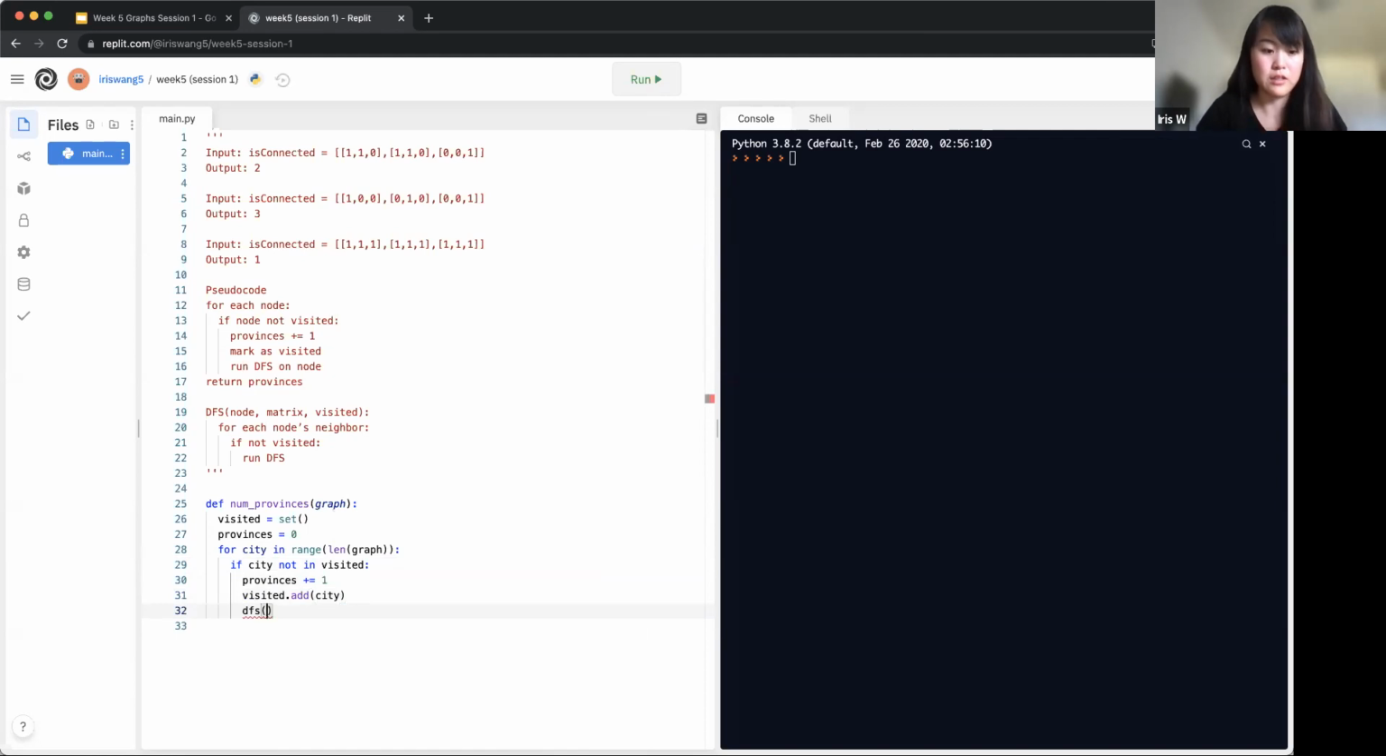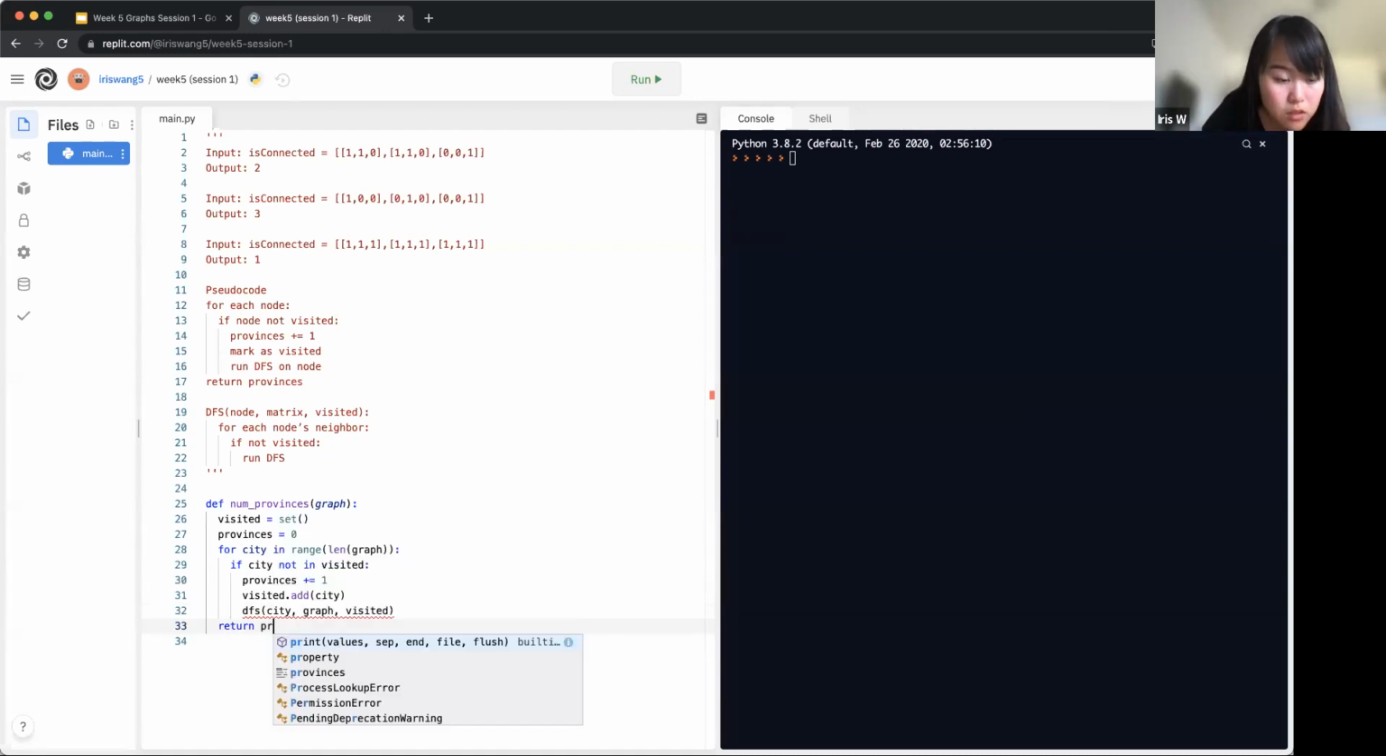And for DFS, I'll generally tell the interviewer, I'm going to implement DFS separately in a helper function. Is it okay if I just define this for now and then implement it later? So I'll define the DFS to be basically taking in a city, the graph itself, and then the visited set. And at the very end, once we've run DFS on each of the cities, we can return the number of provinces.